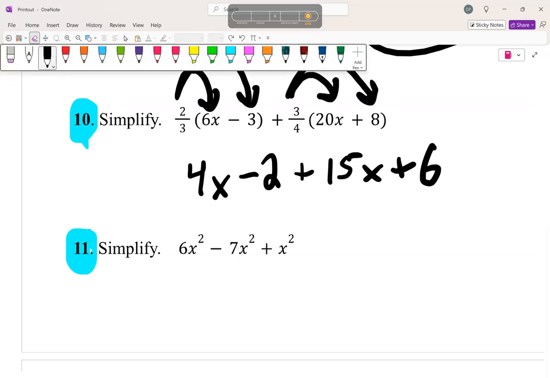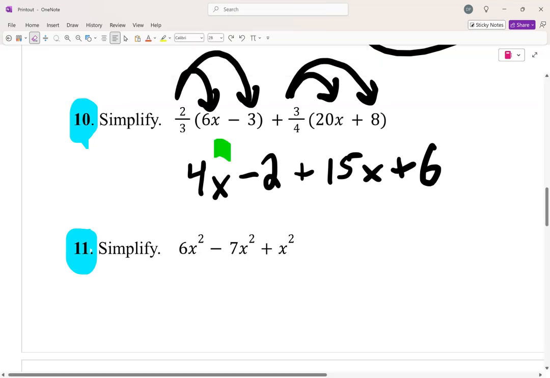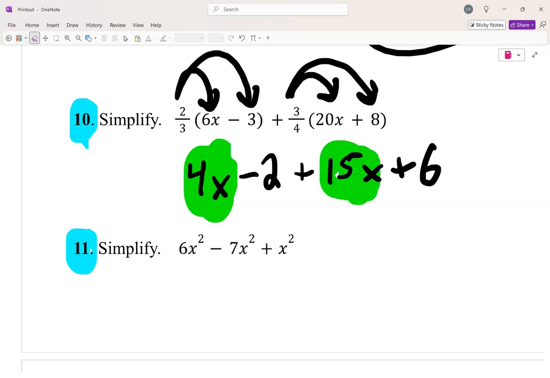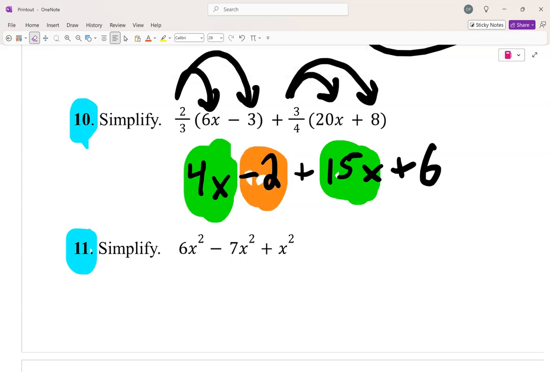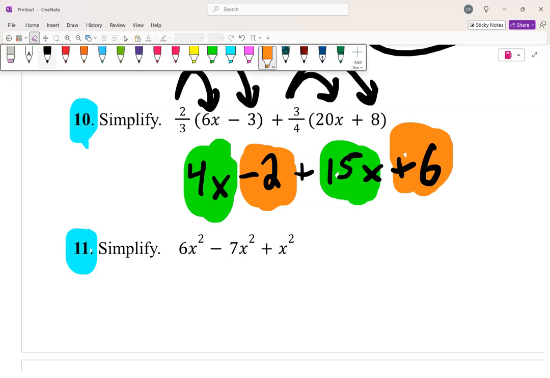Nope. We need to combine like terms. So I'm going to do green. Which one does 4x match with? 15x. And then the numbers by themselves, I'm going to use orange this time, because that's not one of my favorite colors. Okay, help us out, Gumagoo. That's fun to say. All right, go ahead.